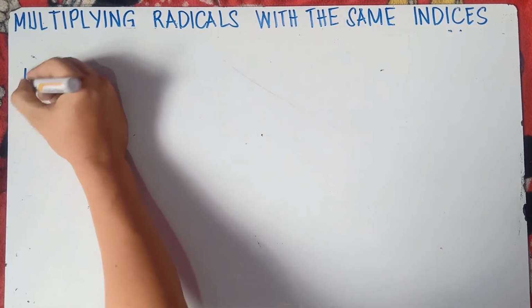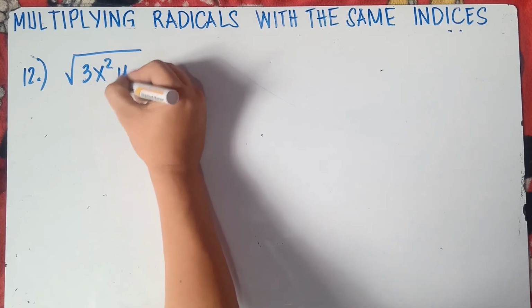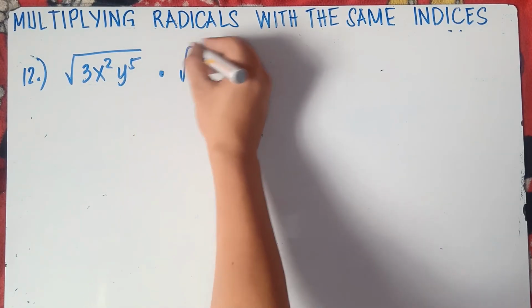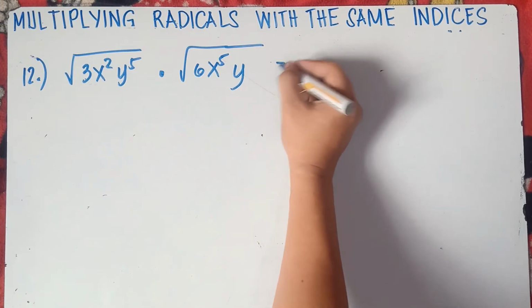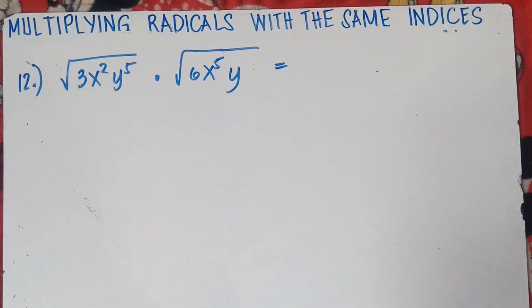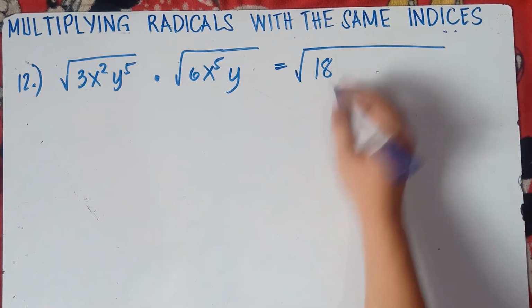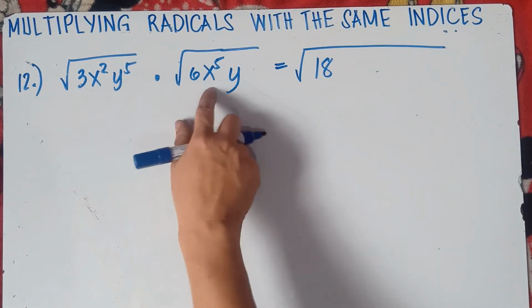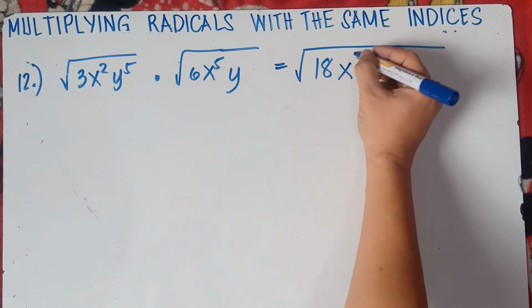Alright, so for number 12, we have square root of 3x squared y raised to the power of 5 times square root of 6x raised to the power of 5, then y. So this will be square root of 3 times square root of 6. That would be square root of 18. Now for x, class, simply copy the base. Then you will add the exponent. 2 plus 5, that is 7.